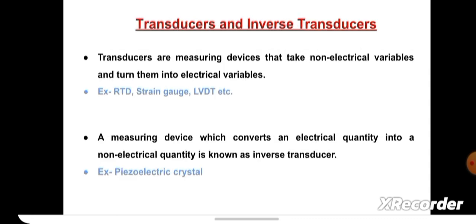Last is transducers and inverse transducers. As I have already discussed, transducers are measuring devices that take non-electrical variables and turn them into electrical variables. Examples are RTD, strain gauge, LVDT, etc. Whereas a measuring device which converts an electrical quantity into a non-electrical quantity is known as an inverse transducer. Example is piezoelectric crystal.